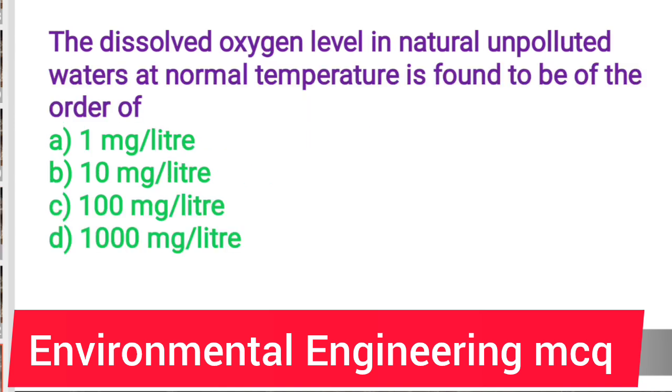Next question, the dissolved oxygen level in natural unpolluted water at normal temperature is found to be of the order of: option A 1 mg per liter, option B 10 mg per liter, option C 100 mg per liter, option D 1000 mg per liter. The correct answer is option B 10 mg per liter.